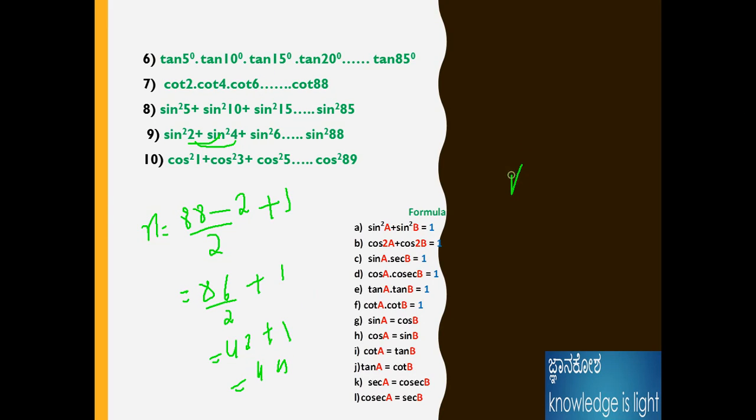That is the initial term. What is the term? N by 2, already I told. What is the n thing? 44 divided by 2, that is nothing but 22, is the answer for this question.